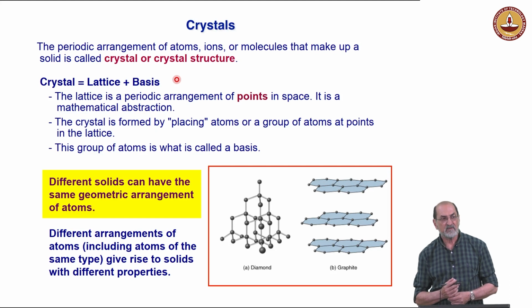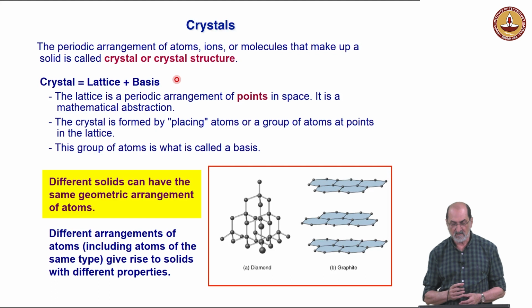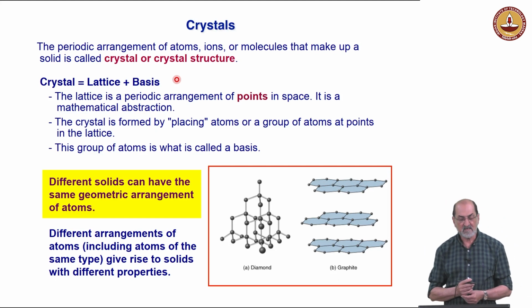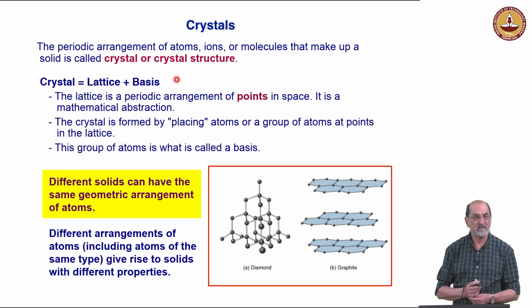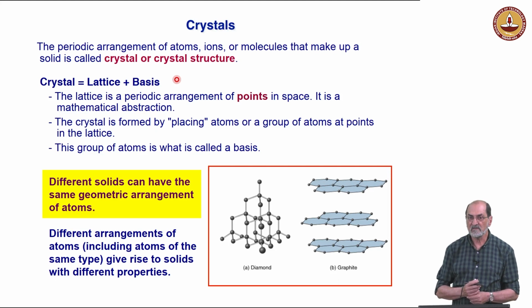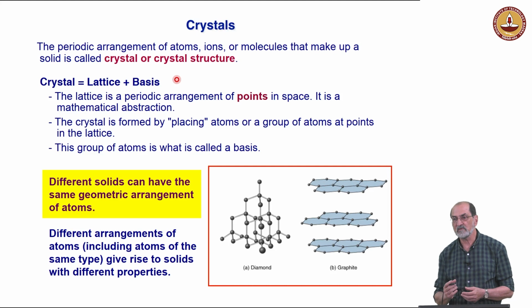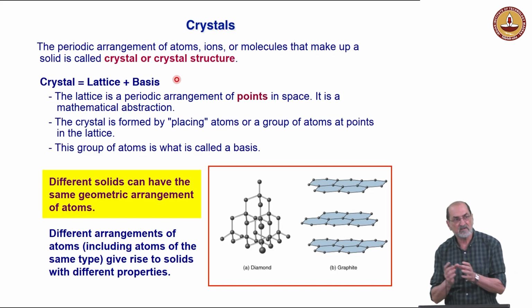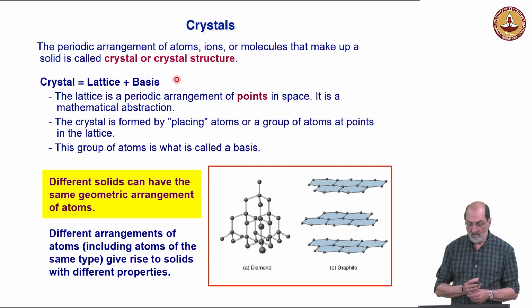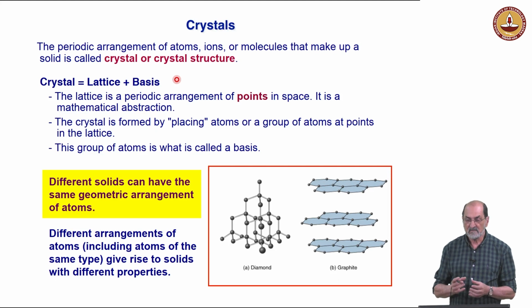Many people describe things in different ways. Let me show an example. Different solids can have the same geometric arrangement of atoms, so they can share the same crystalline structure. And the solids can have different properties because the atoms that form them are different atoms. But we can also have atoms of the same kind that are arranged in a different manner.